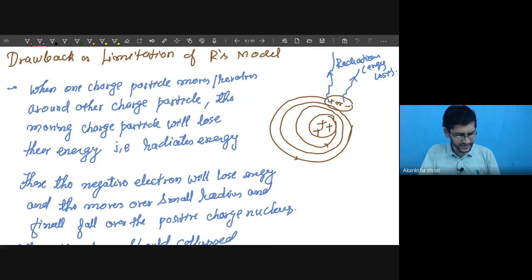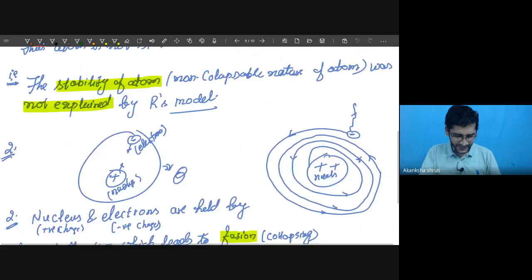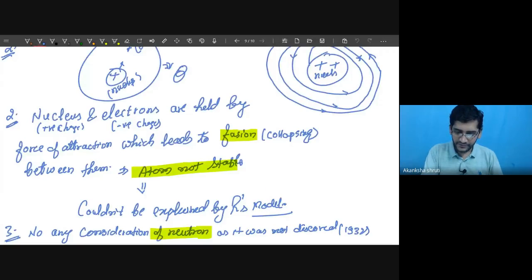But this model was also not able to satisfy the observations of physics. When one charged particle is moving around another charged particle, it will lose its energy. If they are oppositely charged, they will merge together or collapse. If they are like charges, both positive, then they will repel each other and there will be no force of attraction or no fixed relation or fixed size between them. So that was not explained by Rutherford.